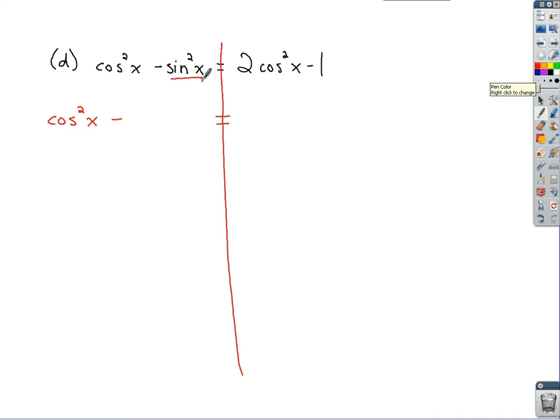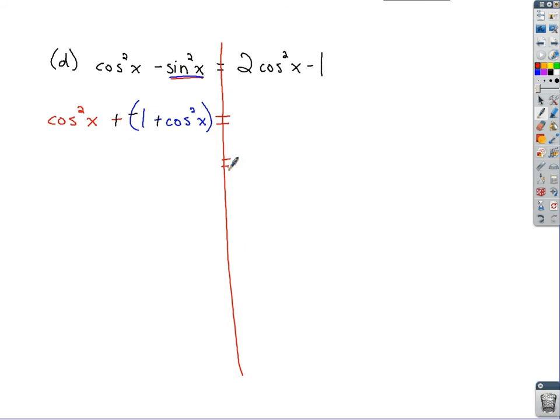I'll change colors here so we can distinguish a little bit better. Sine squared of x is 1 minus cosine squared of x. So I'm going to substitute that in. If I substitute that in and I do a little algebra with some distributing and collecting of like terms, notice what happens, changing my signs here.